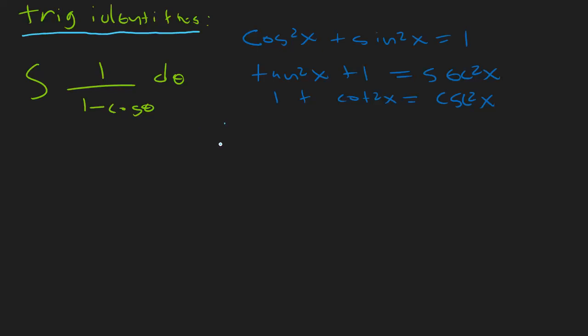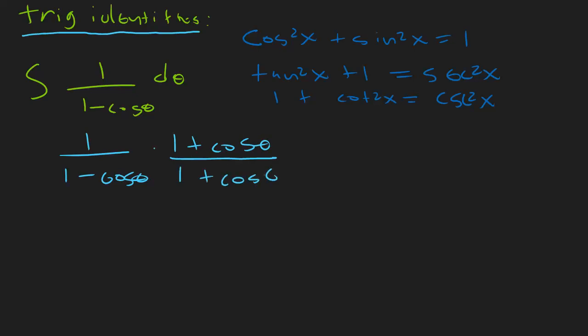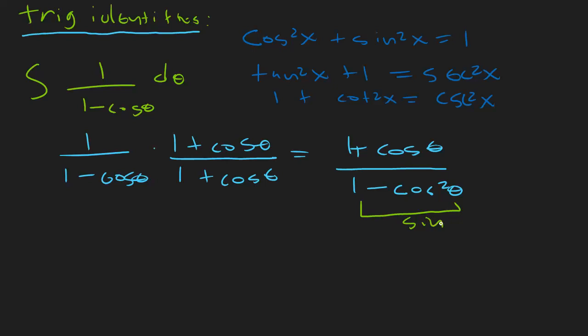You rewrite it by multiplying by the conjugate of the denominator, which in this case is 1 plus cosine theta. Once I do that, I end up with 1 plus cosine theta, divided by 1 minus cosine squared theta. But accordingly, the denominator is actually sine squared x. So what that tells us is that we now have 1 over sine squared x, plus cosine of x divided by sine squared x.